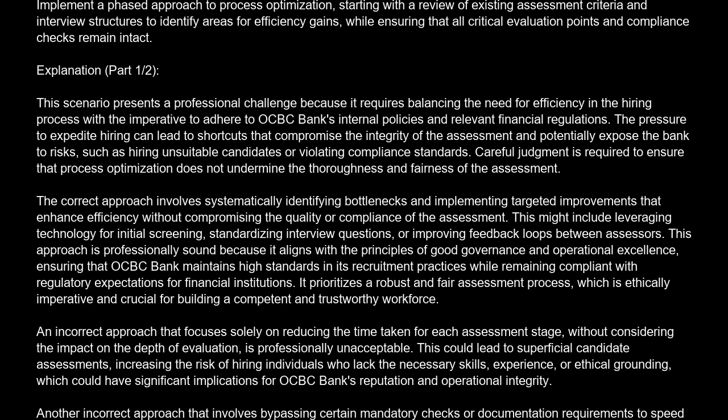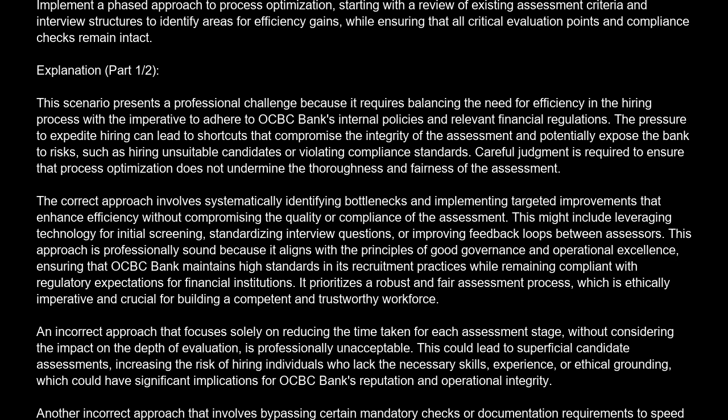The correct answer is C. Implement a phased approach to process optimization, starting with a review of existing assessment criteria and interview structures to identify areas for efficiency gains, while ensuring that all critical evaluation points and compliance checks remain intact.